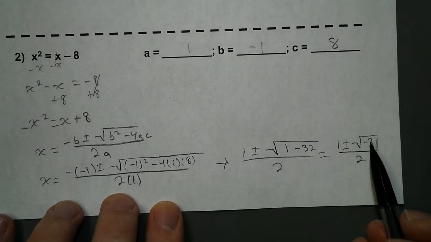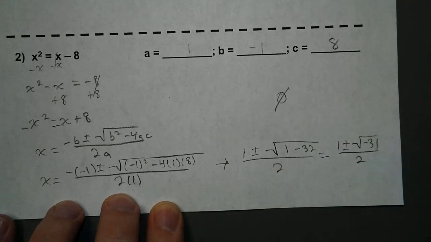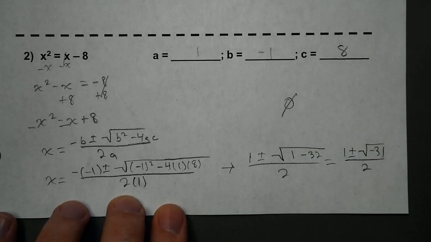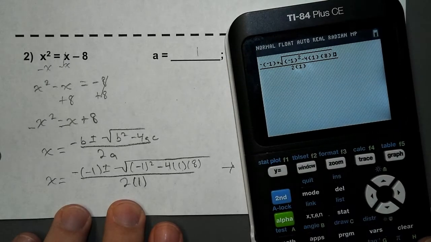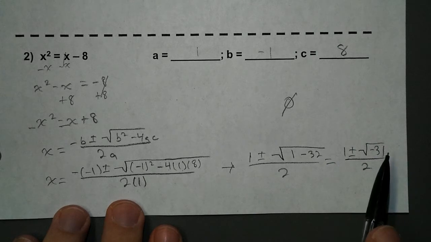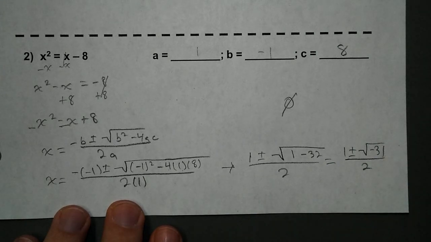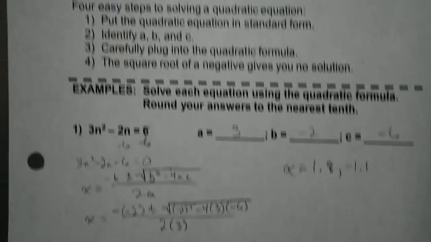Anytime you see a negative inside the radical, you know it's going to be no solution. So, if you get no solution on your calculator, I want you to go through and just simplify inside the radical and double check and make sure it's negative and not that you made a mistake plugging it in. Alright? Let's go to number 3.